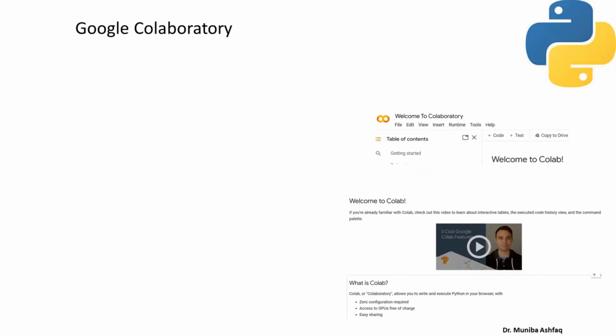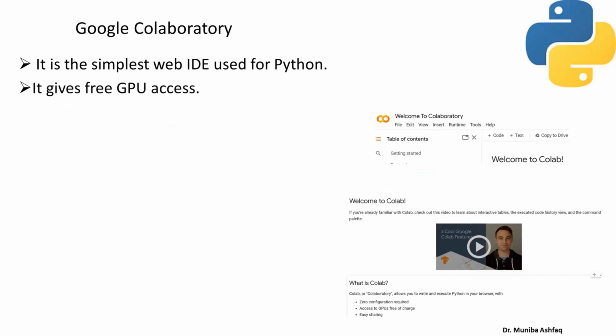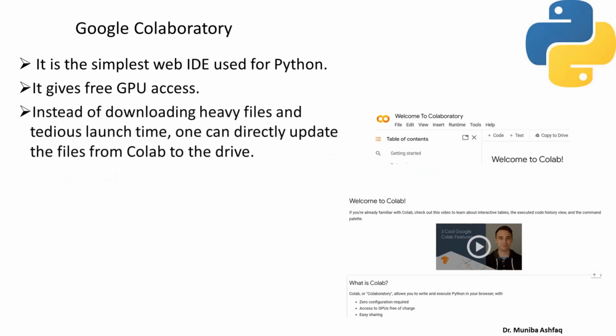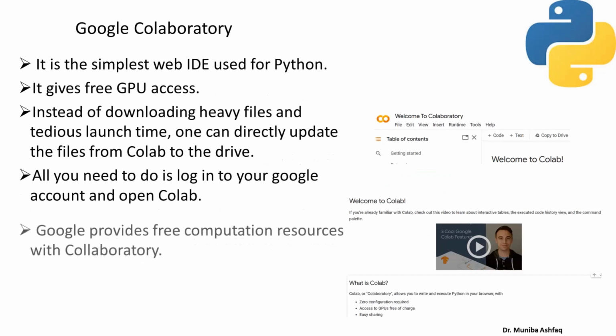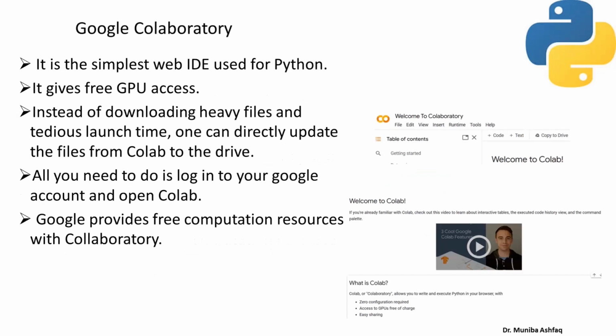Google Colaboratory. It is the simplest web IDE used for Python. It gives free GPU access. Instead of downloading heavy files and tedious launch time, one can directly update the file from Google Colab to the drive. All you need to do is log into your Google account and open Colab. Google provides free computation resources with Colaboratory. The official website is colab.research.google.com.